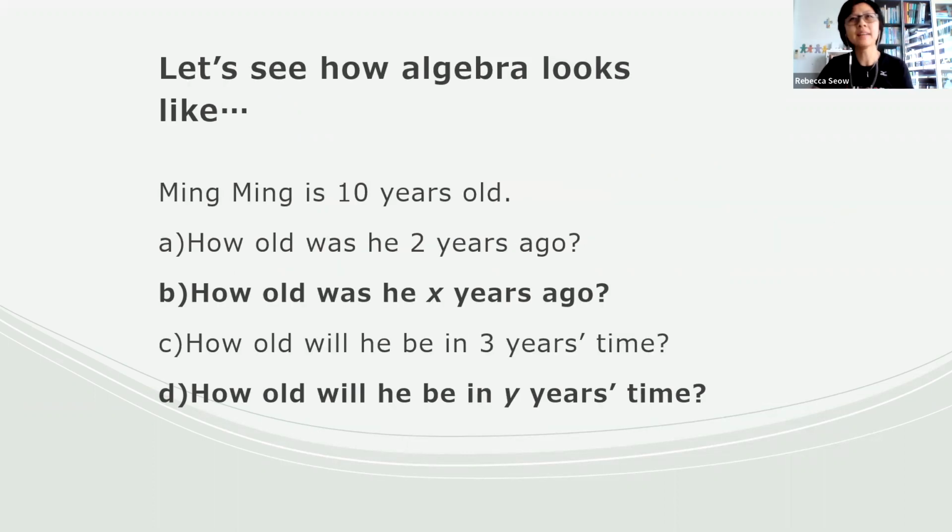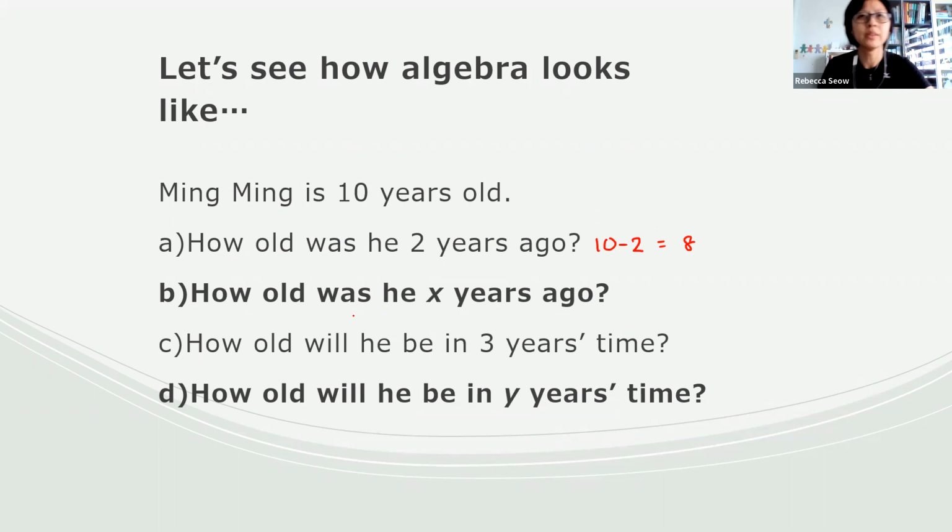Now, let's see how algebra looks like by looking at a basic question. So it says that Ming Ming is 10 years old. How old was he 2 years ago? So 2 years ago, do you think he would be older than 10 years old or younger? He will be younger, right? Yeah, if he would be younger, he would be 10 minus 2 in terms of age, and that would be 8 years old.